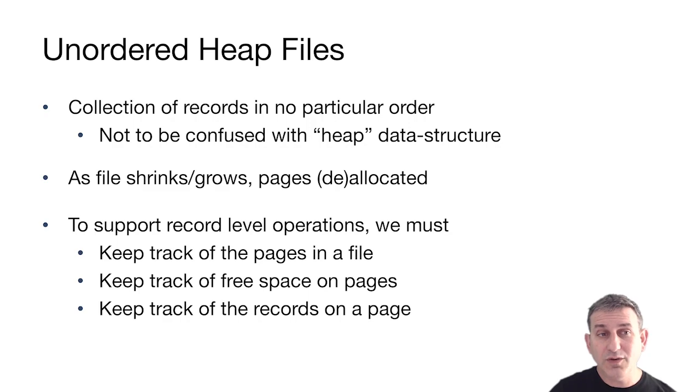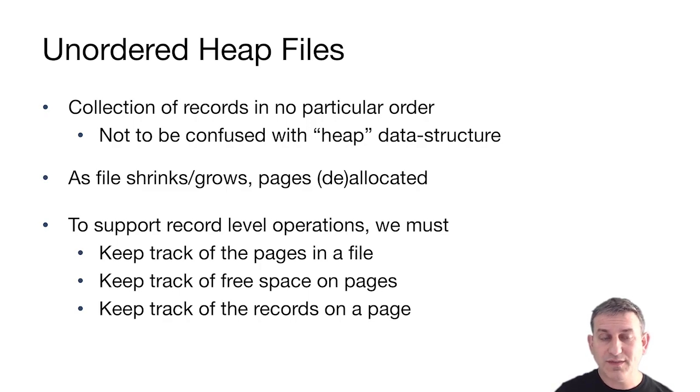Okay. In an unordered heap file, we've just got a collection of records in no particular order. This is not to be confused with a heap data structure. If you've seen that in your data structures class, there's a data structure called a heap that supports efficient find min, right? Find the minimum object in the heap. That's a different data structure.